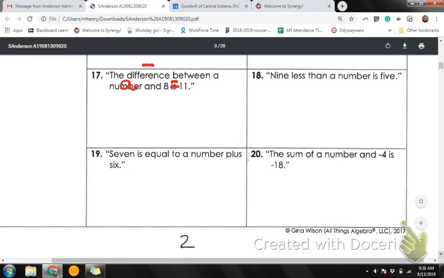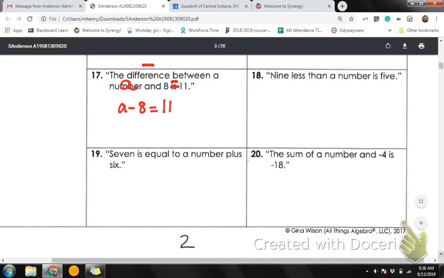Who wants to give it a try? April, you were really confident on the other one. Let's try this one. A minus 8 equals 11. Does anyone agree with April? A minus 8 equals 11. Excellent. Good.